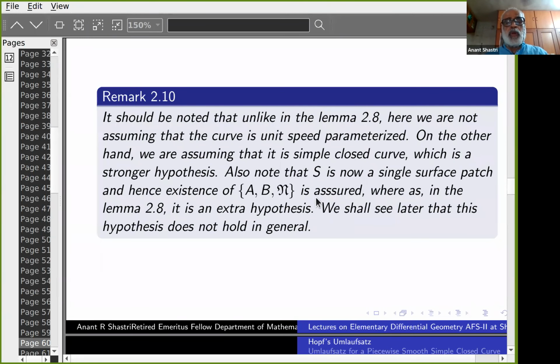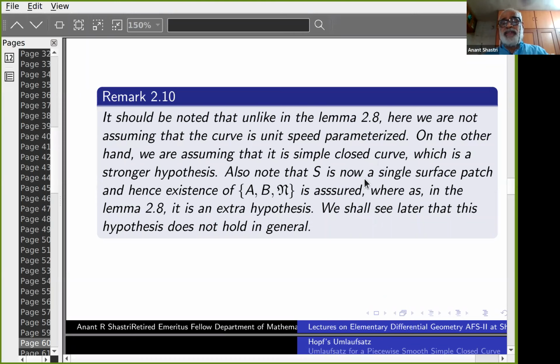Once again, I have told all these things to you, but I will repeat it. It should be noted that unlike in the lemma, here we are not assuming that the curve is a unit speed parameterization. That's not needed. So when you are moving along the curve, you are free to choose your speed, no problem. On the other hand, we are assuming that it is a simple closed curve. So it is smooth everywhere and does not cross itself. That is very important.